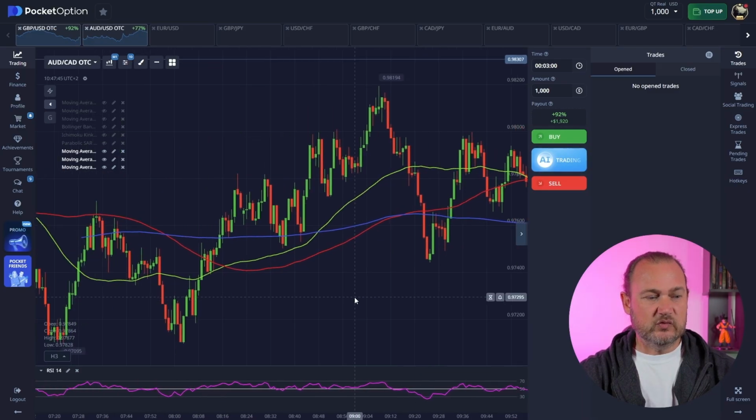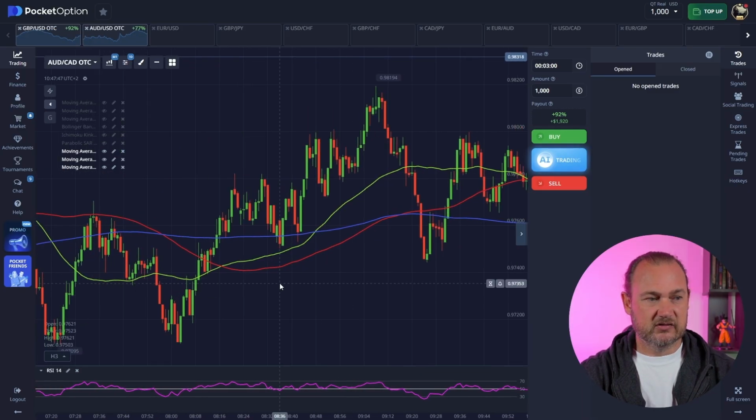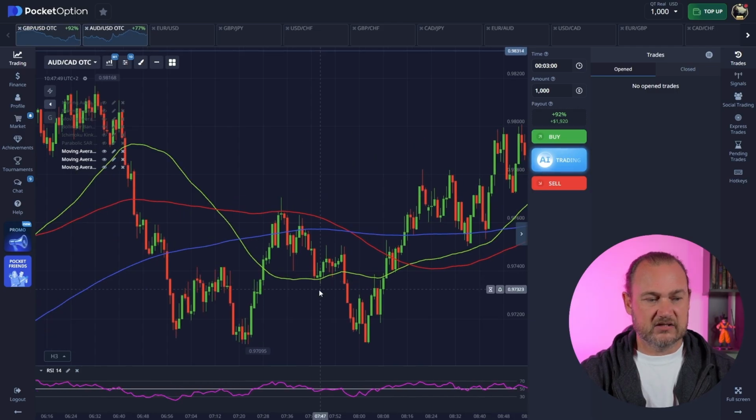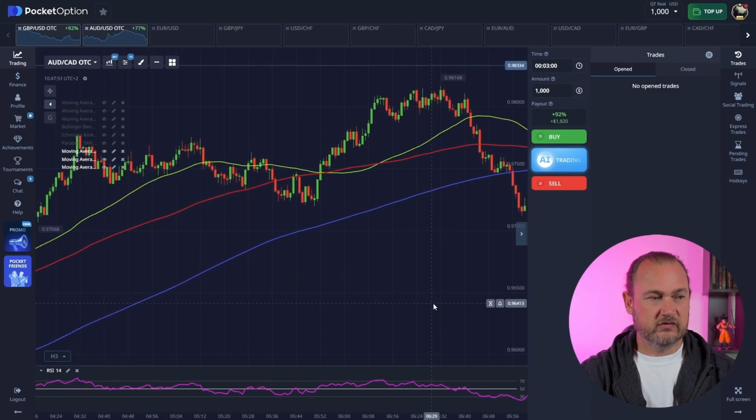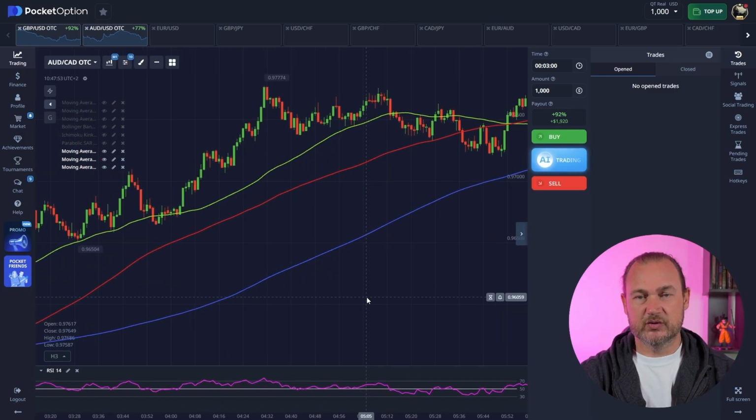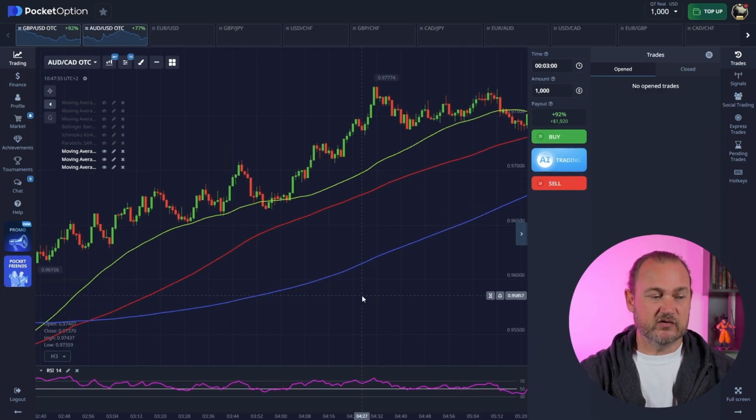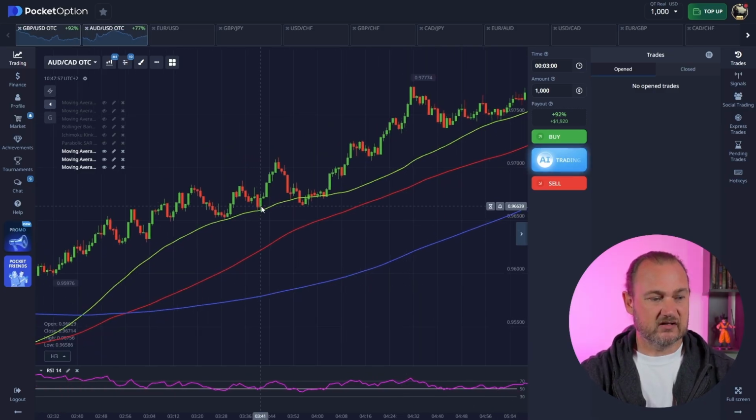So wait for really, really good touches. It's well worth it to be patient. It will increase your win rate tremendously if you only wait for really good touches like this one here. This one broke through just the tiniest little bit, but it came back immediately. We can see this pushed up immediately. This is something I would like to trade.